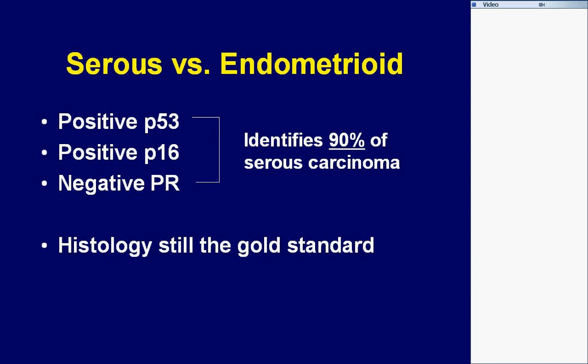Bottom line is that if you have a positive P53, a positive P16, and negative progesterone receptors, I think it will probably pick up 90% of your serous carcinomas. Caveat, however, is that if you have on histology a tumor which looks serous, smells like serous, walks like serous, and the immunos are negative, it is still a serous carcinoma, because histology is still the gold standard.